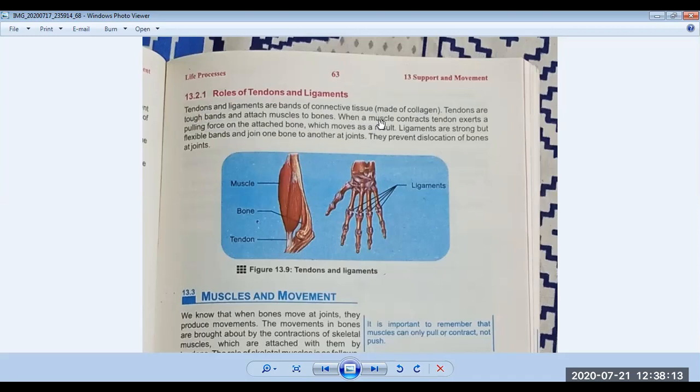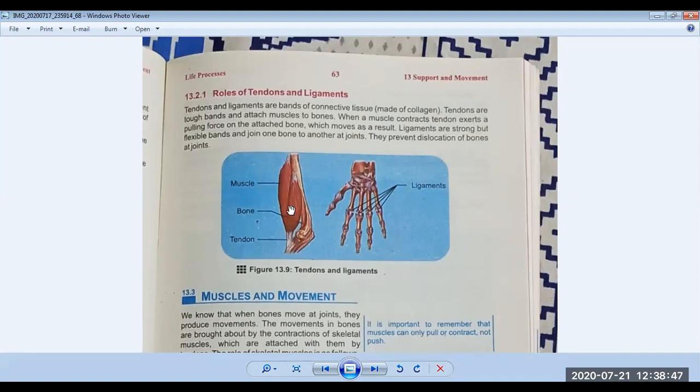When a muscle contracts, if we take an example of biceps and triceps, you can see it. This is a bone, the elbow joint, and these are muscles. The front muscles are called biceps, and the back muscles are called triceps. So these are the muscles. This is a bone, and this is a tendon. These are tough bands that attach muscles to bones.